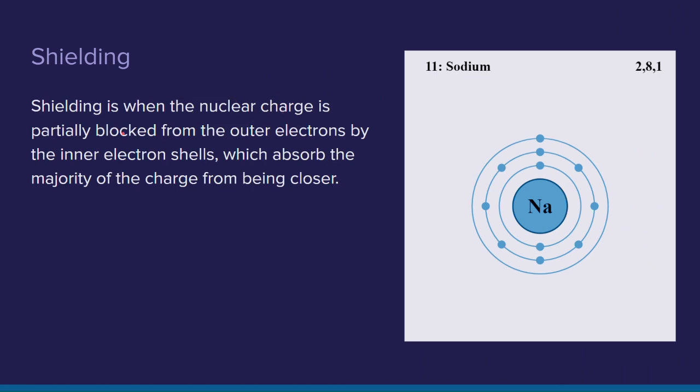Now shielding is when the nuclear charge is partially blocked from the outer electrons by the inner electron shells.